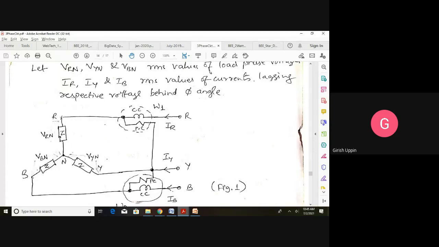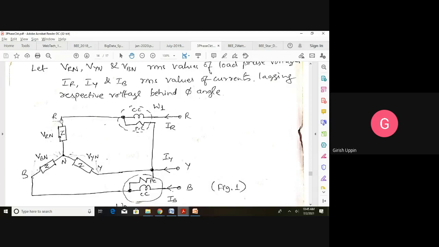Then this is the R phase load, and this is the Y phase load, and the B phase load. The voltage across the R phase load is VRN. So this terminal is R, this is Y, this is B, and where they join together is a common node, that is the neutral. So the phase voltage across this is VRN. The phase voltage across this phase is VBN, and the phase voltage across this is VYN. Those are the three phase voltages.